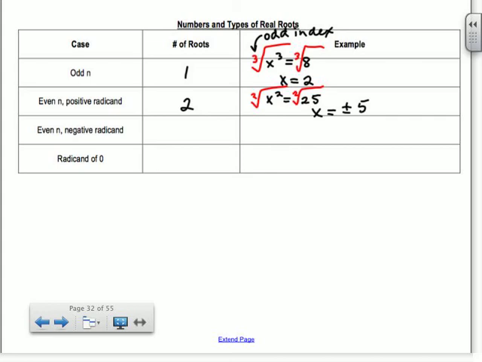Okay, so what if it's an even root and it was a negative number? How many solutions would there be then? So x squared equals negative 16. How many answers are there?